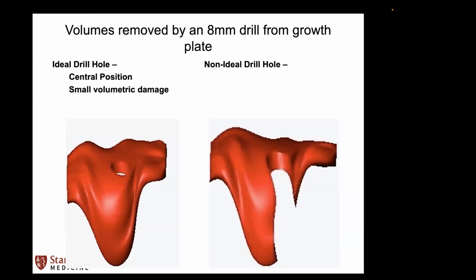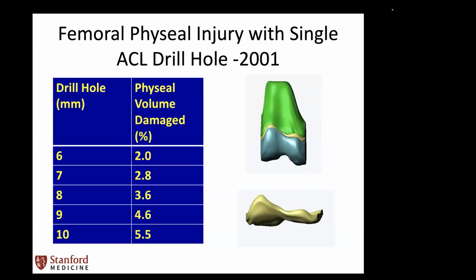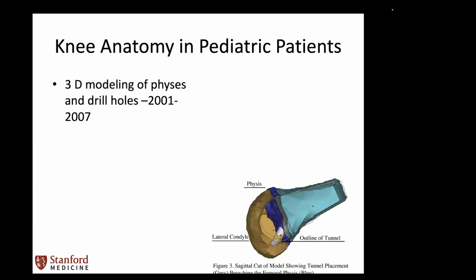The non-ideal drill holes are where you hit the periphery of the physis and damage the perichondral ring, and this has a much greater chance of causing growth plate disturbance. So you want to avoid that peripheral position and that larger volumetric damage to the physis. We also did some modeling of growth plate injury on the femur, showing that certain orientations and certain sizes of drill holes were probably below that 3% threshold, but above certain thresholds and in certain positions, you do enough damage, you're going to cause growth disturbance.